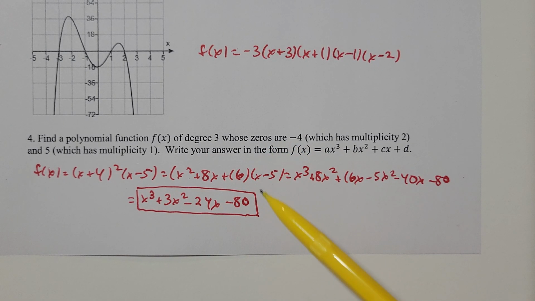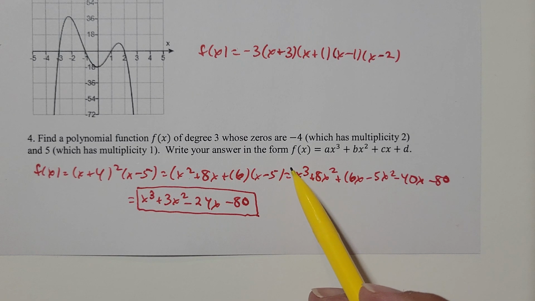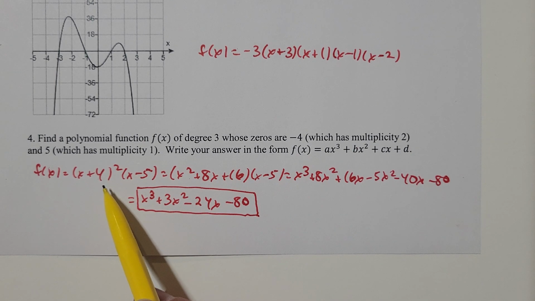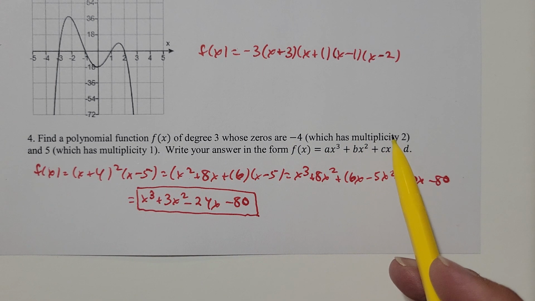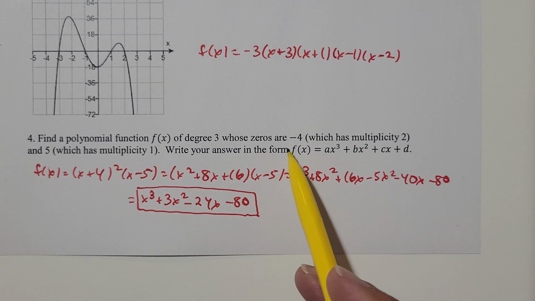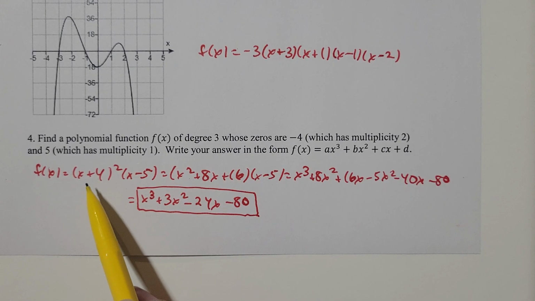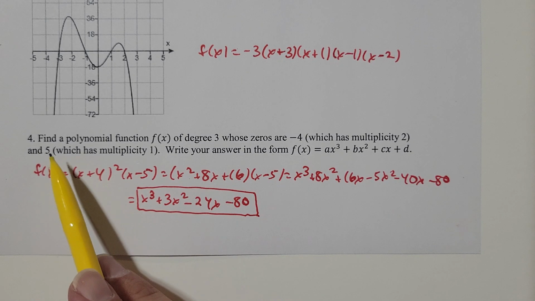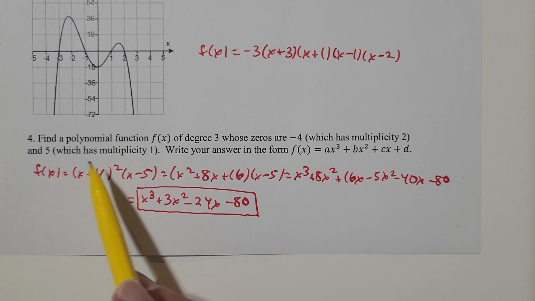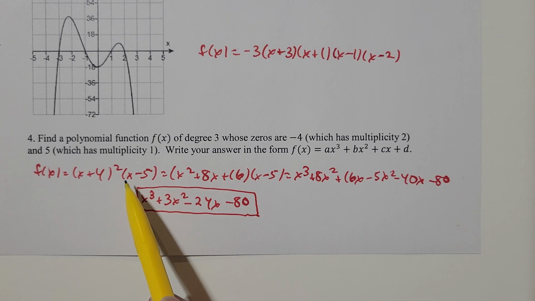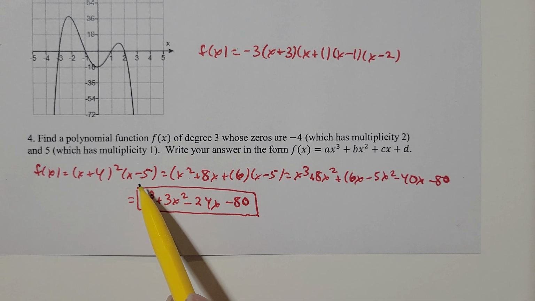And the zeros are negative 4, which has multiplicity 2. So knowing that negative 4 is a 0, x minus negative 4 or x plus 4 would be a factor. Now that's a 0 of multiplicity 2. So that means that I can see negative 4 twice. Or x plus 4 times another x plus 4, that'd be x plus 4 squared. And 5 is a 0, which has multiplicity 1. So x minus 5 would be the third factor.